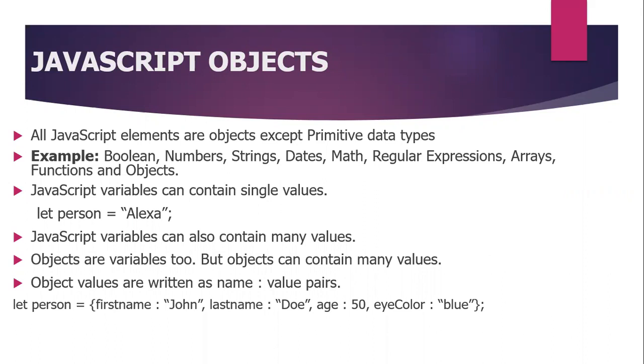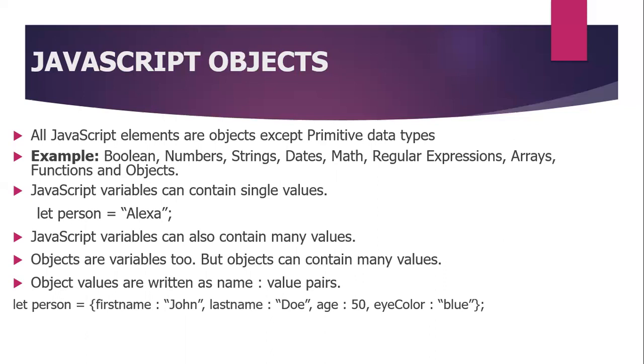For example, I am declaring a variable person. So person now will be an object. For declaring an object, we use the let keyword. So the possible keywords that can be used in JavaScript are let, var. So let person is equal to, I'm assigning the value Alexa.